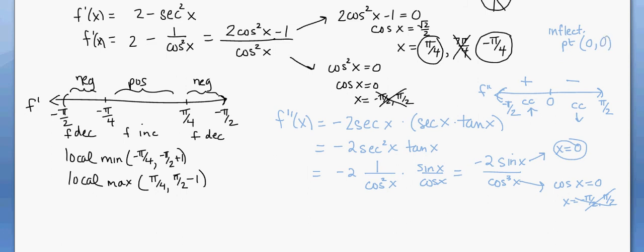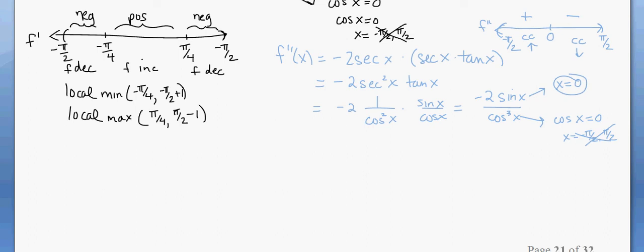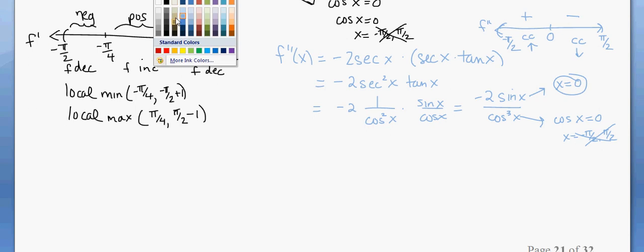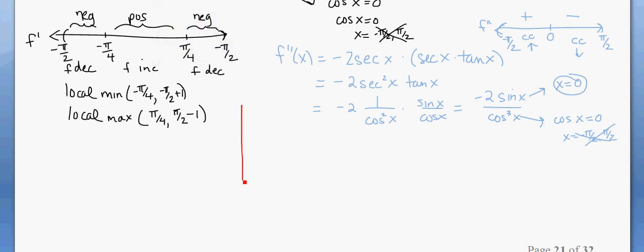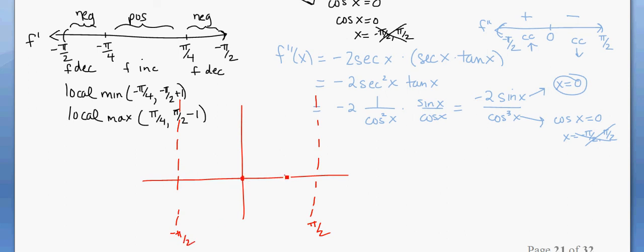Okay, so let's try to sketch this thing, all of the information that we've got. Let me change colors again, just to try to make it not all on top of each other. Okay, so we have negative pi halves, and at pi halves are our vertical asymptotes, so we're really sticking just between these two values. We've got an inflection point at 0, 0. We've got a local maximum at pi over 4, comma, pi halves minus 1, and then a local minimum at negative pi over 4, comma, 1 minus pi halves.